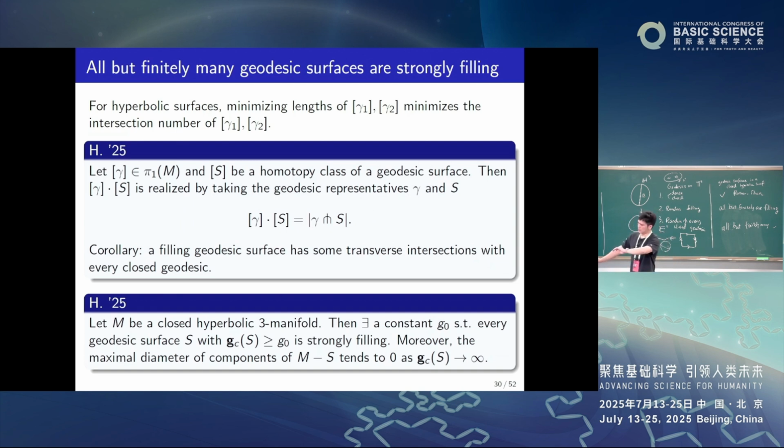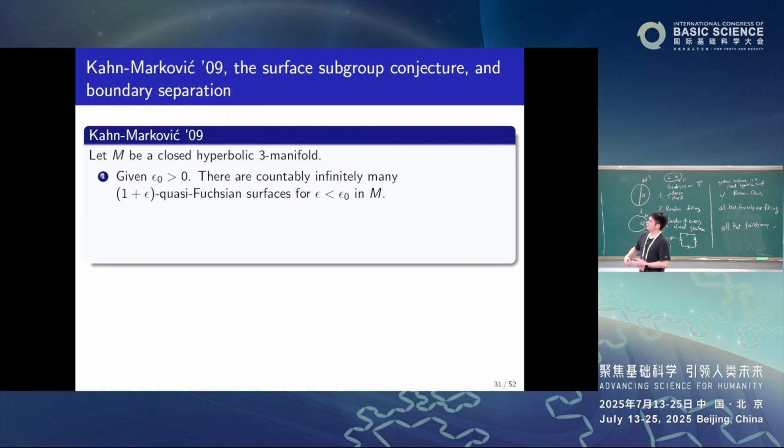Okay, so now the theorem has an issue, which is that, as I said, most hyperbolic three-manifolds do not contain geodesic surfaces. So this statement is vacuous. My next statement would have to use the result of Kahn-Markovic. One of their breakthroughs is that they solved the surface subgroup conjecture, which had been open for many decades. In particular, take a closed hyperbolic three-manifold. They can construct infinitely many 1 plus epsilon quasi-Fuchsian surfaces. Those surfaces are very close to being totally geodesic.